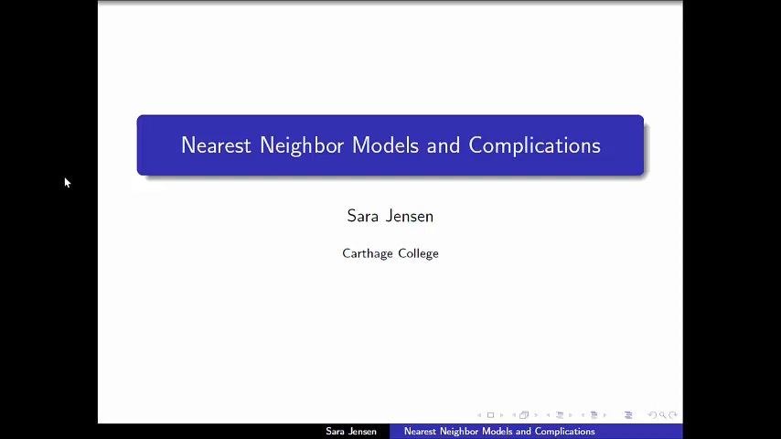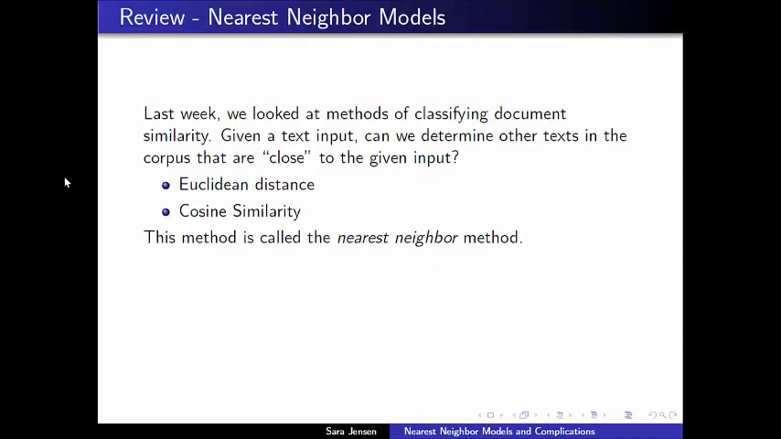In this collection of videos, we are going to talk about some drawbacks to the naive nearest neighbor methods that we've studied so far, and we're going to talk about ways in which we can make improvements to those methods. So just as a bit of a review, last week we looked at collecting a bunch of text input, and we were working with examples of movie plots, and we were comparing different movie plots for similarities between the movies.